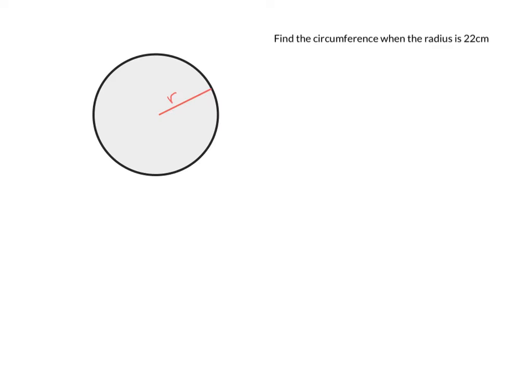In this video, we're going to practice calculating the circumference of a circle. So that just means the total length around the outside of a circle shape. So here we have a circle, we've got the radius labeled, and we're told that the radius of this particular circle is 22 centimeters. So using this information, we can calculate the total length around the outside of this shape, which we call the circumference.